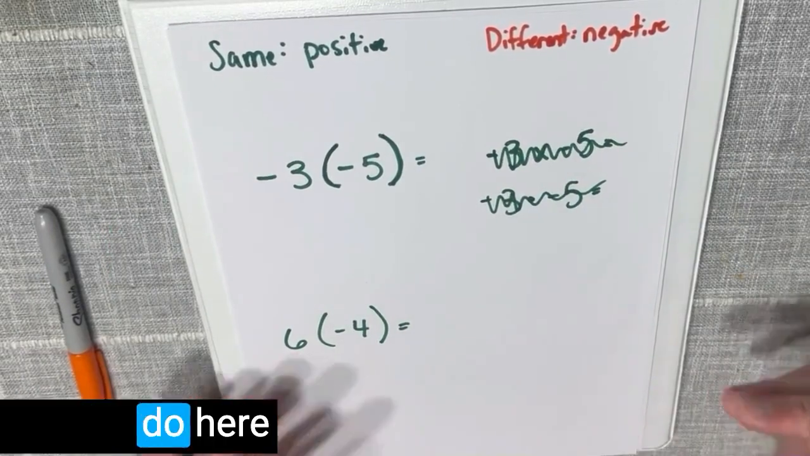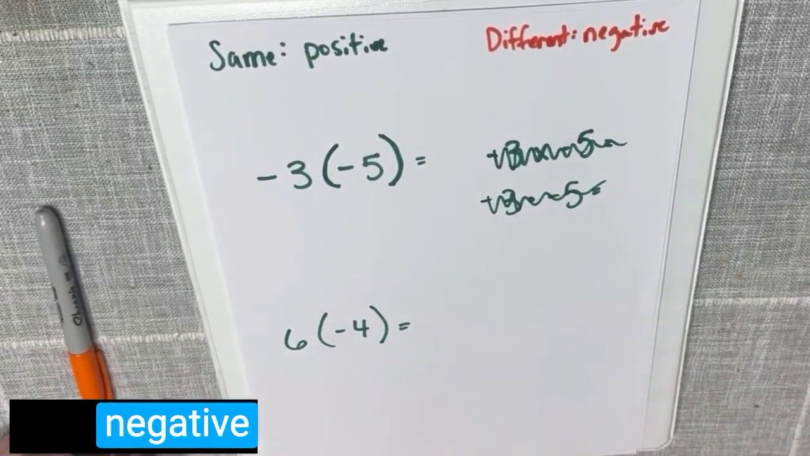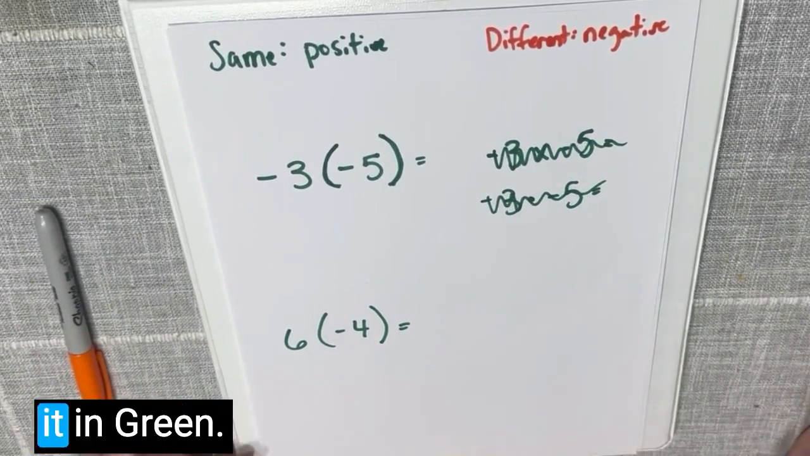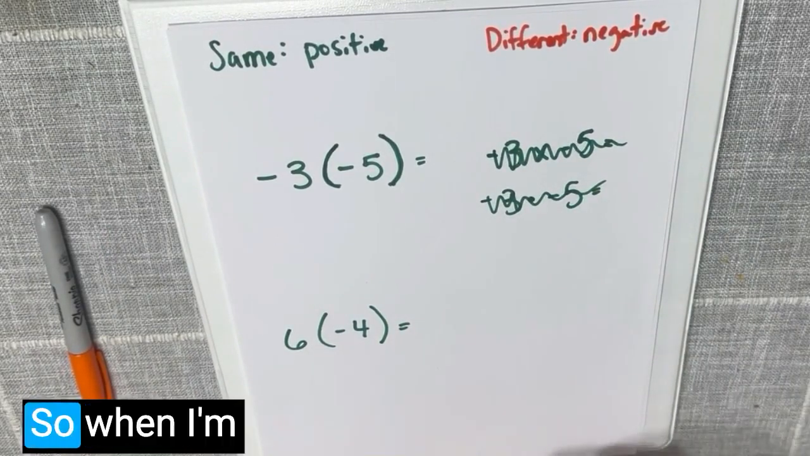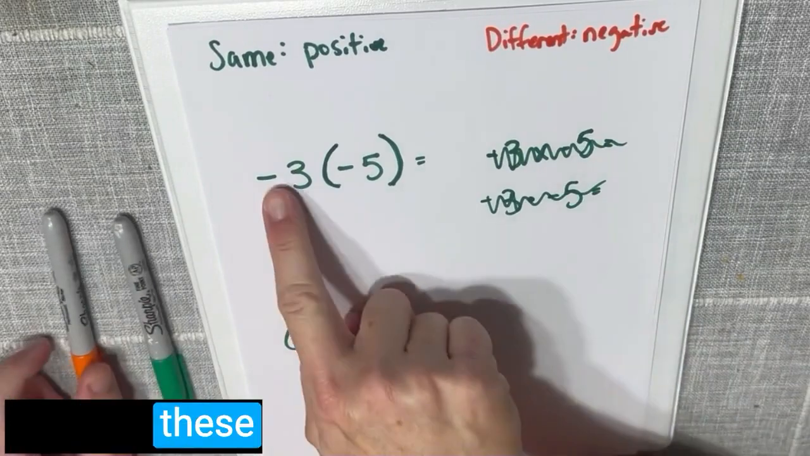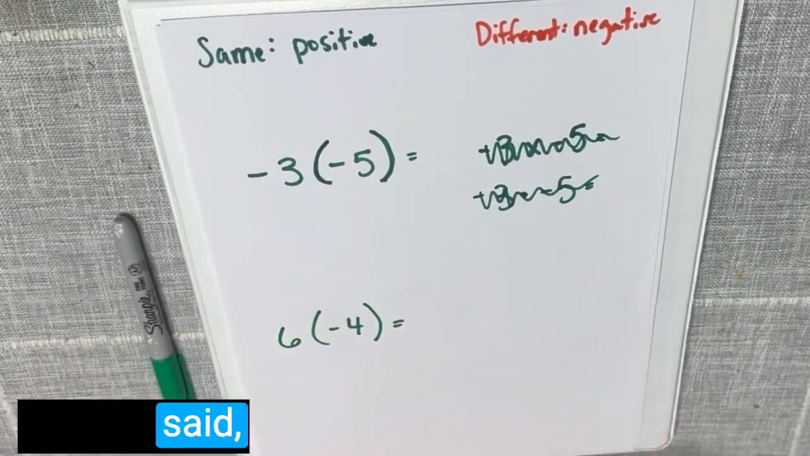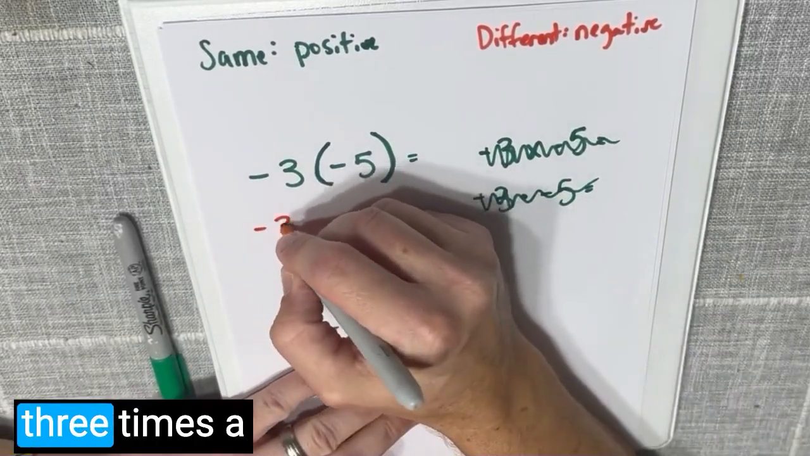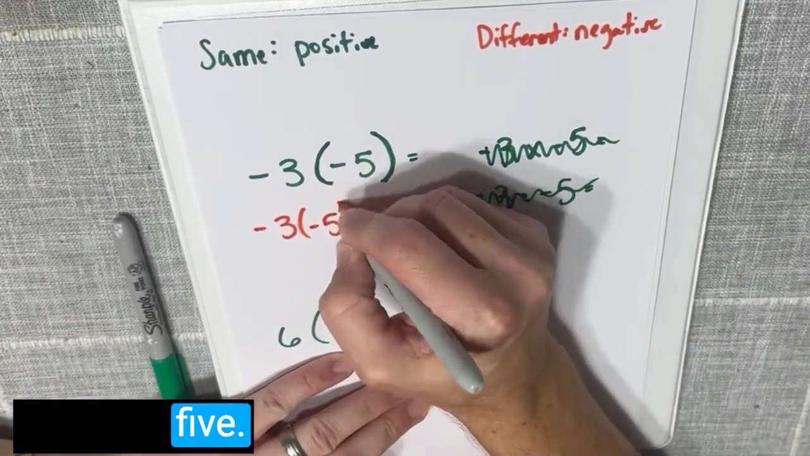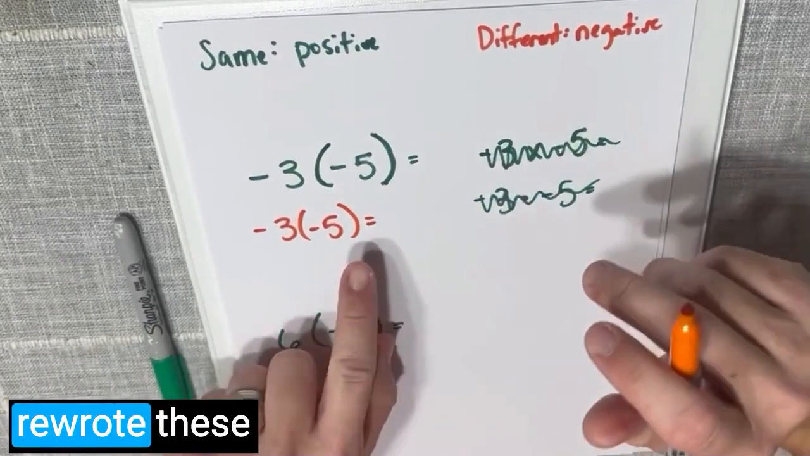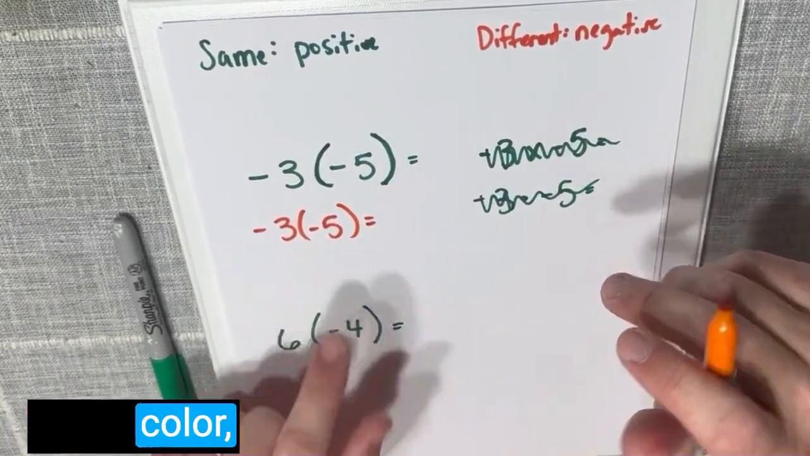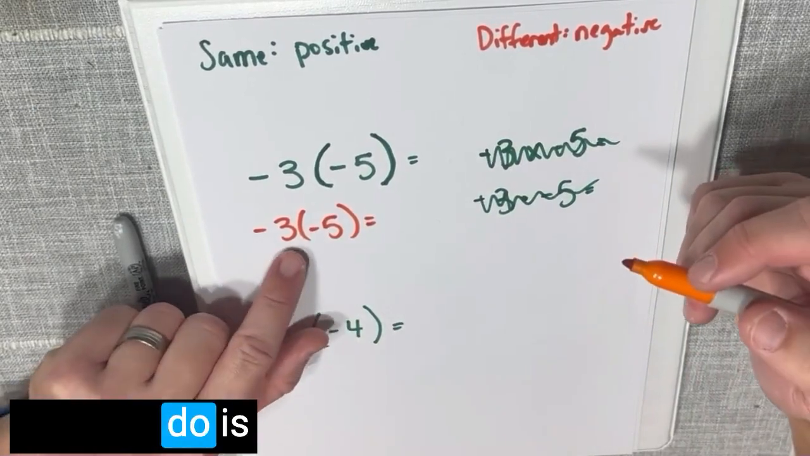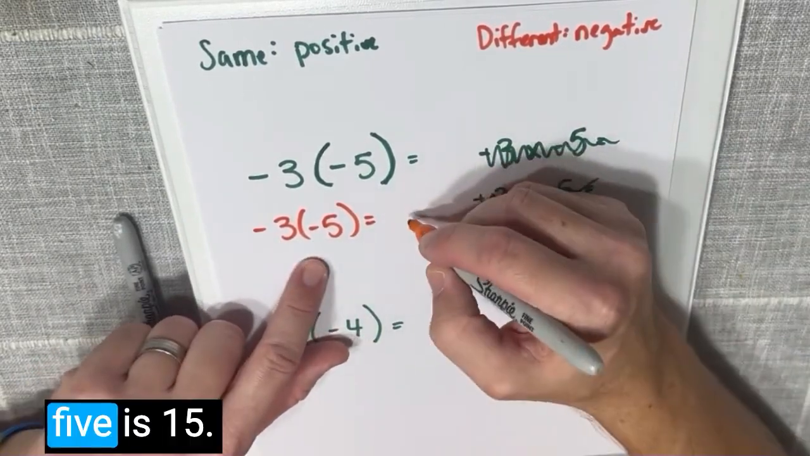What I'll do here is when I'm writing these, if it's a negative number, I'm going to write it in orange. And if it's a positive number, I'll write it in green. So when I'm looking here, I see that these two numbers are negatives, and we said our negative numbers we'll write in orange. So I'm going to rewrite this expression as -3 times a -5. And what we notice here is when we rewrote these two numbers, they have the same color, which means they have the same sign. They're both negative numbers. So what we're going to do is multiply them. 3 times 5 is 15.